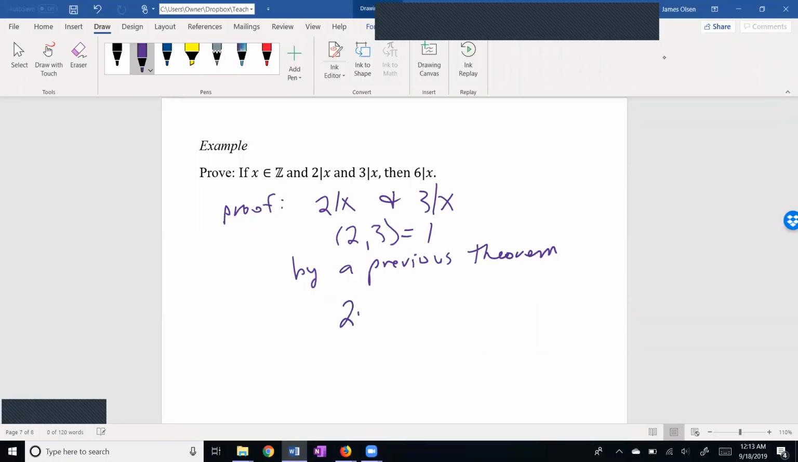The product is going to be 2 times 3. 2 times 3 has to divide x, so 6 divides x. And we have proven this divisibility test. So this idea could be extended. For example, if you want a divisibility test for 12, you check for 4 and 3. Since 4 and 3 are relatively prime, you have a divisibility test for 12. Similarly, we could have a divisibility test for 14 or 15.